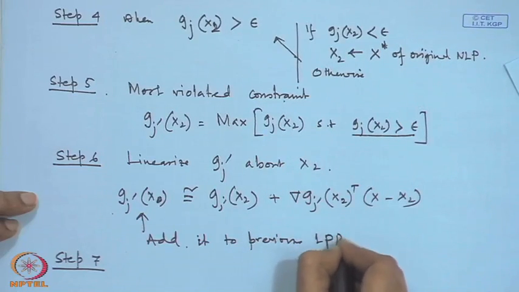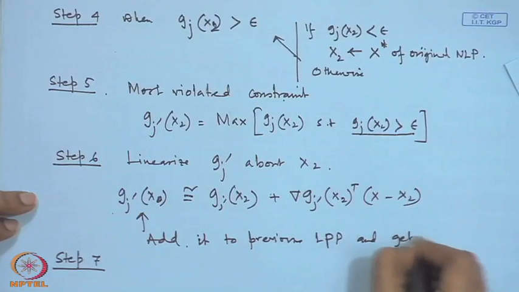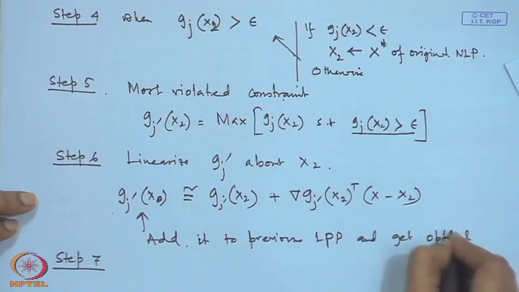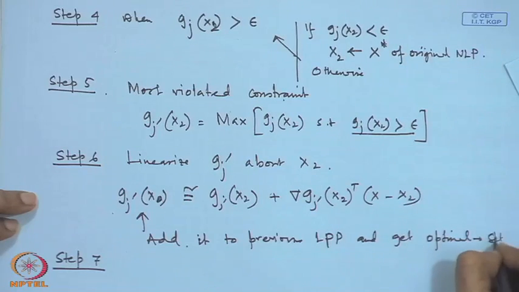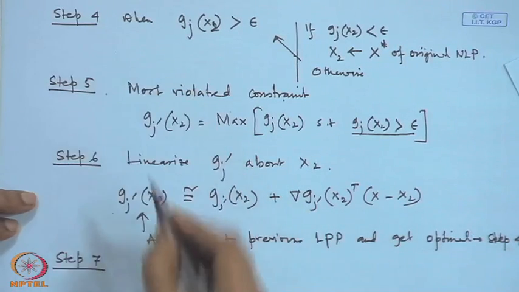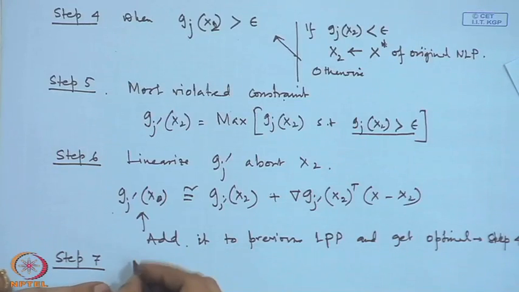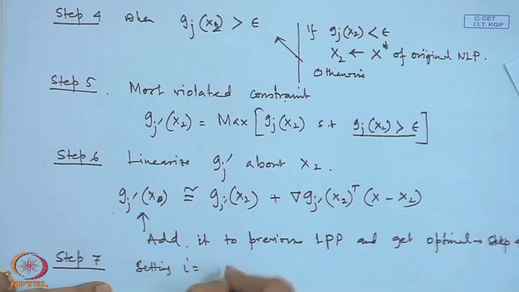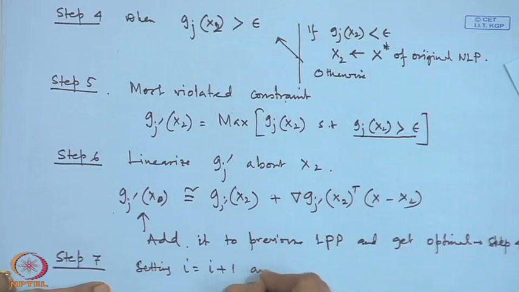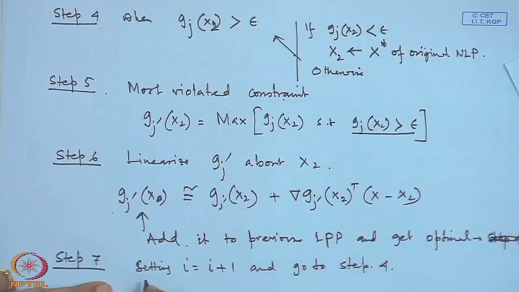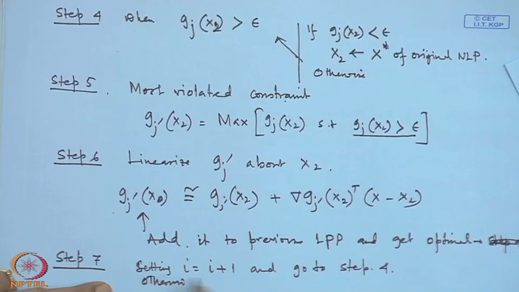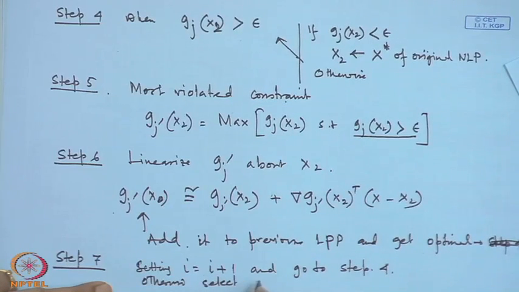Previous LPP and get optimal. Then go to step 4. Otherwise, go to step 4 by setting I equal to I plus 1. Otherwise, select the optimal.